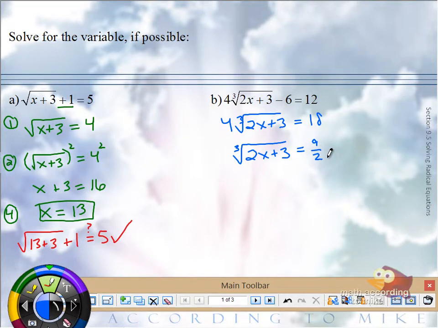How do we undo? Oh, that's step 1. We isolated a cube root, so what do we have to do to both sides? Cube both sides.